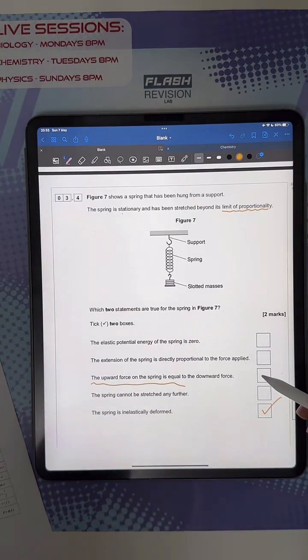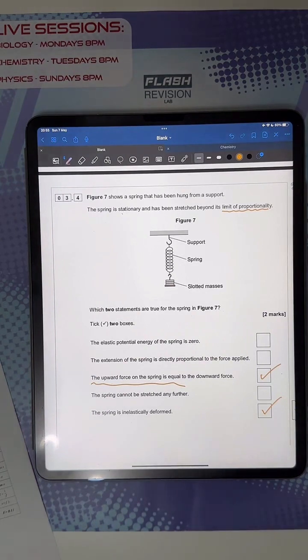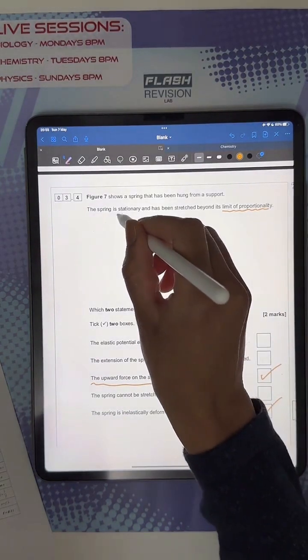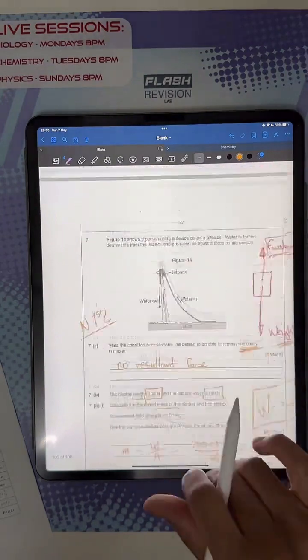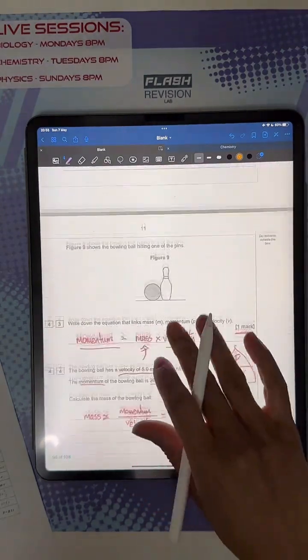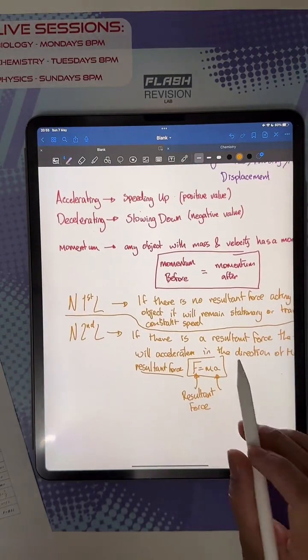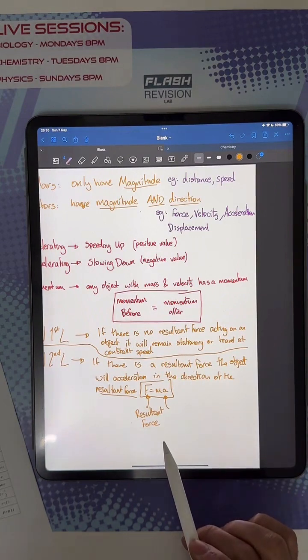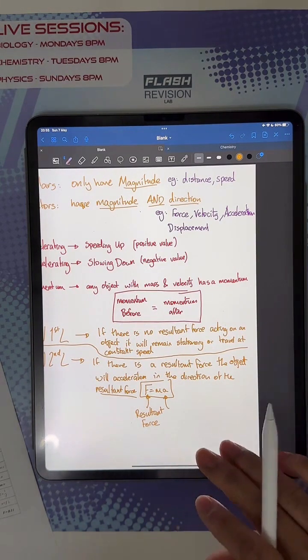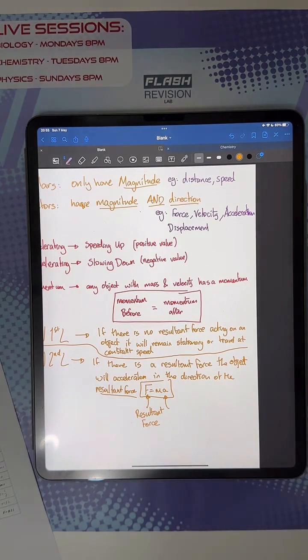Why is it the third one? Anyone know? It's to do with Newton's laws. Yeah, we got it. It doesn't move anymore. This isn't moving. The spring is stationary. Remember Newton's first law? If it's stationary, it means that the forces are balanced, or there's no resultant force. So that means the downward force must equal the upward force.